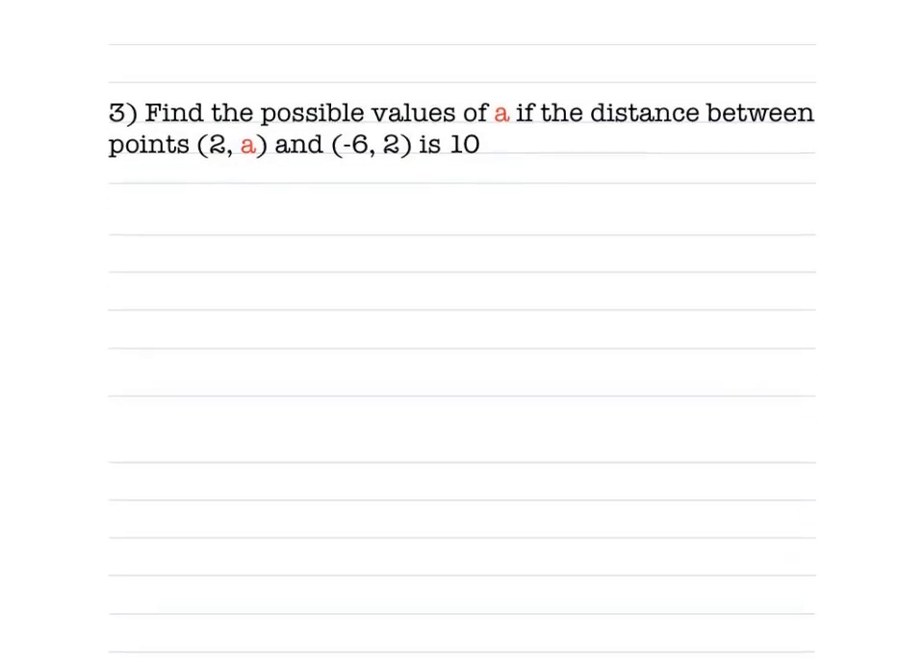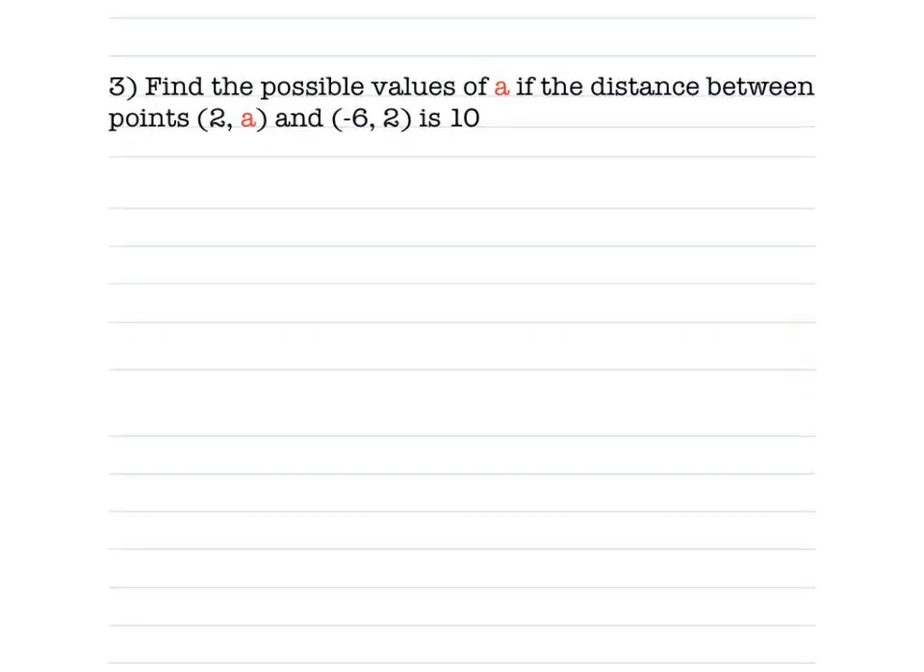Okay, number 3 is a little different. Let's read it together. Find the possible values of a if the distance between points (2, a) and (-6, 2) is 10. Note, distance is given. d equals 10. That's already a given. What we're missing is y1. We're missing one of the coordinates of one of the points. We will use the distance formula to solve for a. So first step, write down the formula, please.